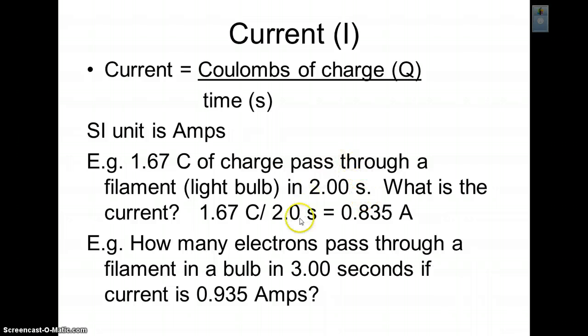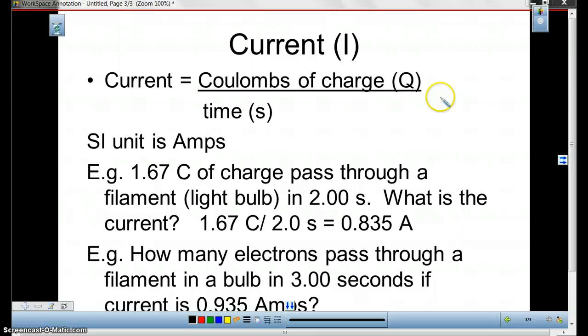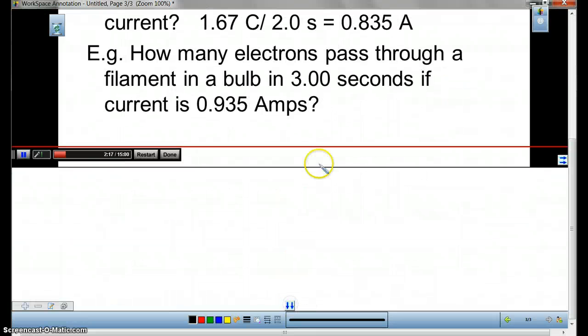We could also ask this question: how many electrons pass through a filament in a bulb in 3 seconds if the current is 0.935 amps?